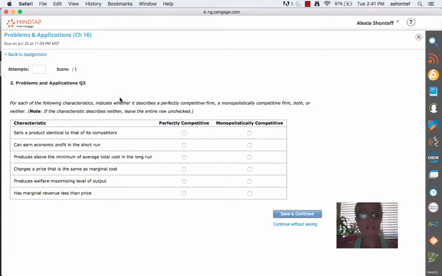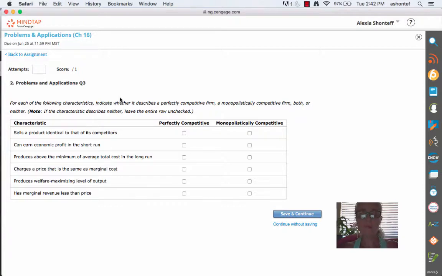Charges a price that is the same as marginal cost. So you want to think to yourself, okay, where is that the case? To help with that one, remember, firms always decide to produce where marginal revenue equals marginal cost, and then they price accordingly. So the revenue of the last unit has to equal the cost of the last unit, and then you price accordingly.